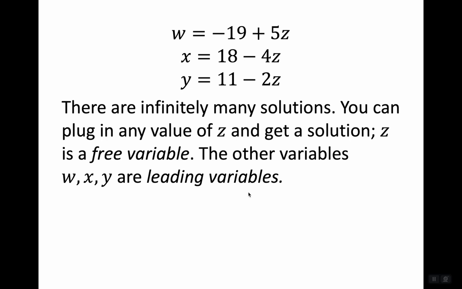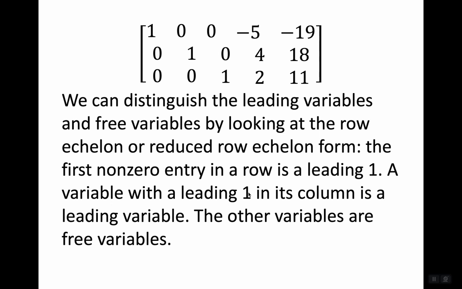There are infinitely many solutions. You can plug in any value of z and get a solution. z is called a free variable. The other variables, w, x, and y, are leading variables. We can distinguish the leading variables and free variables by looking at the row echelon or reduced row echelon form.